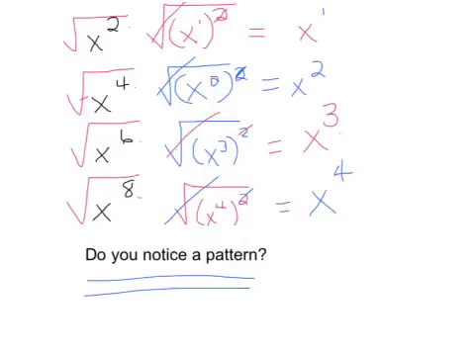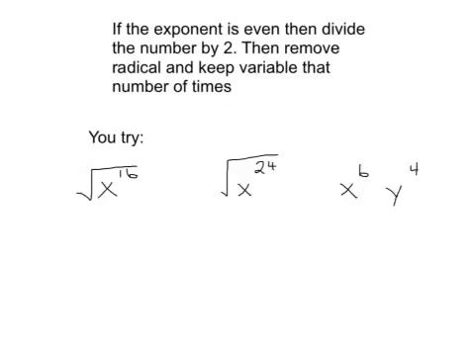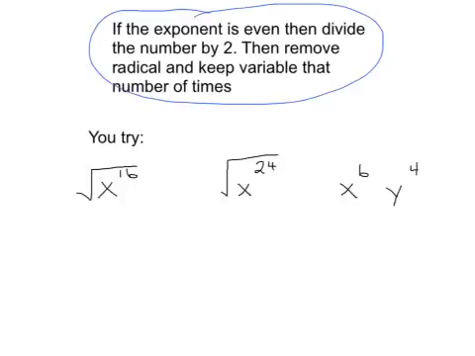All right, let's move on to the next slide. Okay, so basically, if the exponent is even, then divide the number by 2. Then remove the radical and keep the variable that number of times. All right, so let's try. I want you to try the square root of x to the 16th, the square root of x to the 24th, and here, let me make you this one. I made it a little harder. The square root of x to the 6th, y to the 4th, so two variables. So take a second, try those.